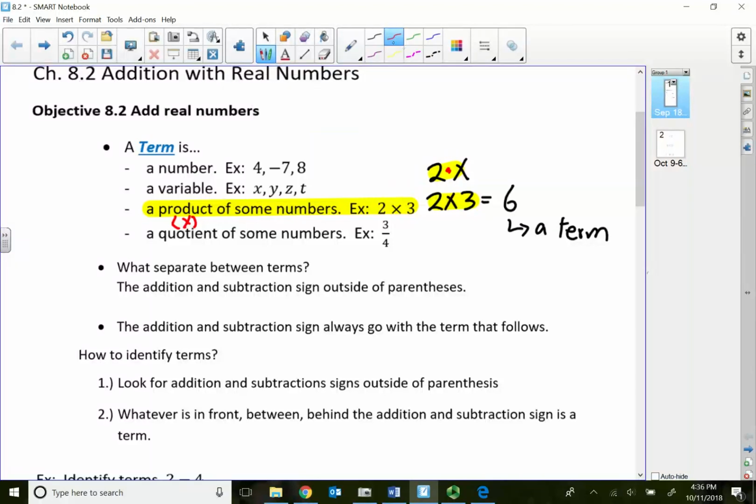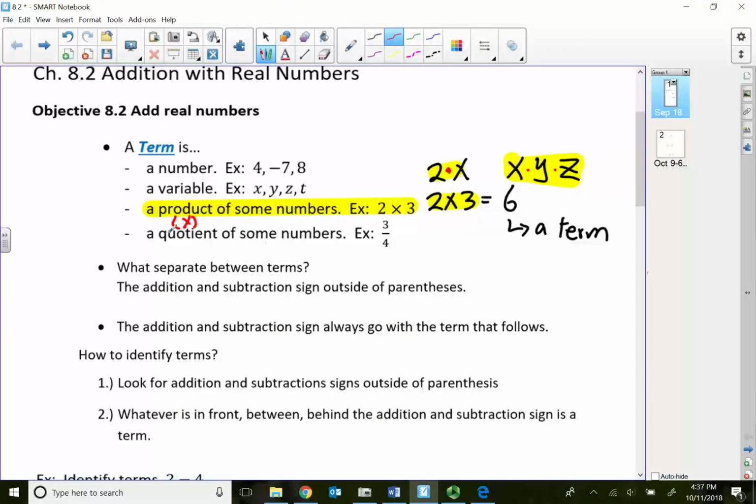All right, let me give you a quick example. What about x, y, z? How many terms? Well, multiplication between the x, the y, and the z only makes it one term. So multiplication between anything is only one term. Very important that we see that, because this gets tricky.